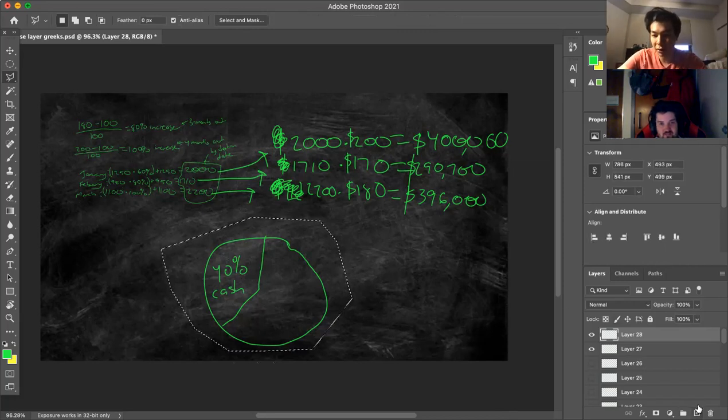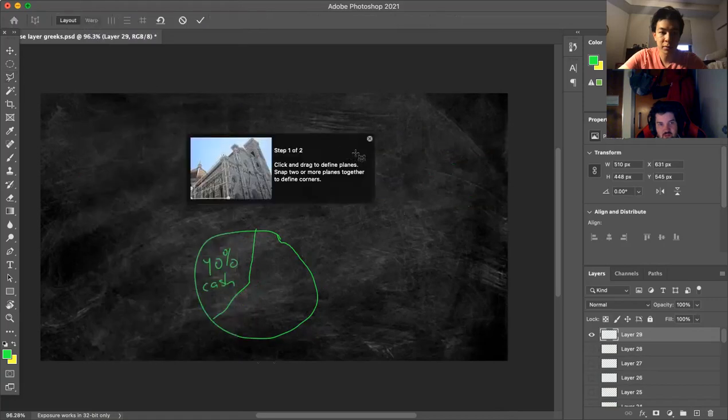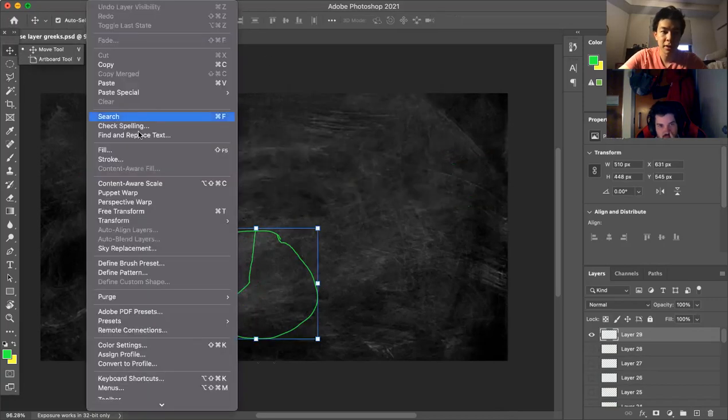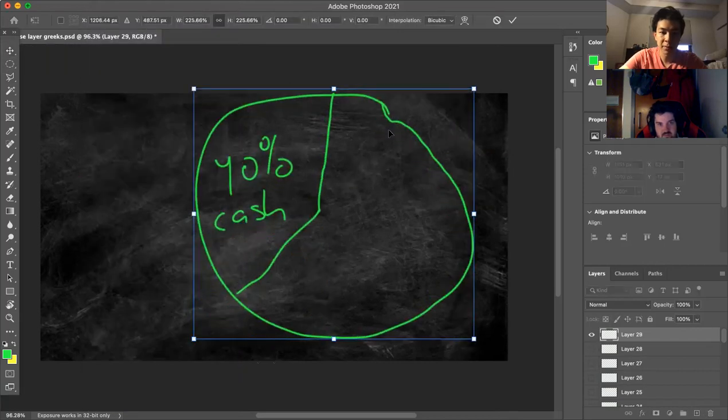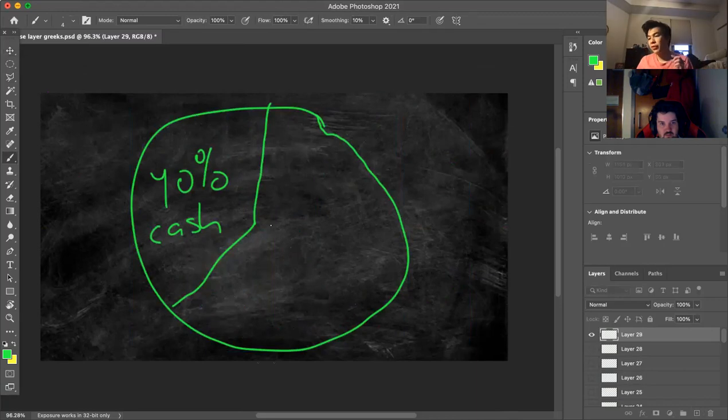And then I'm going to make a new layer. Okay, there we go. Edit, transform. Oh, no, I don't want to do that. Okay. Awesome. Okay. So the first 40% is cash, and the remaining is credit sales, right? So 60% is credit sales.